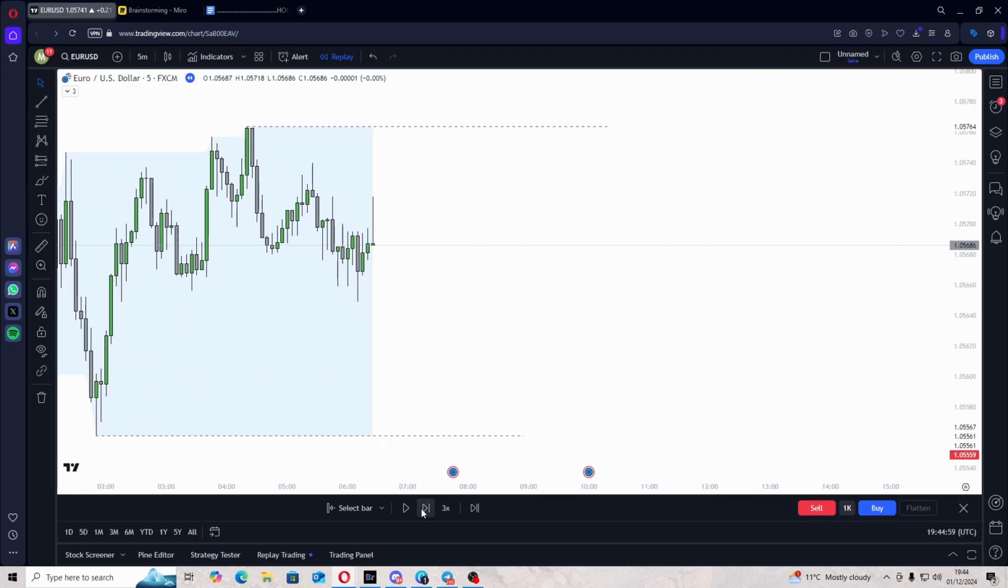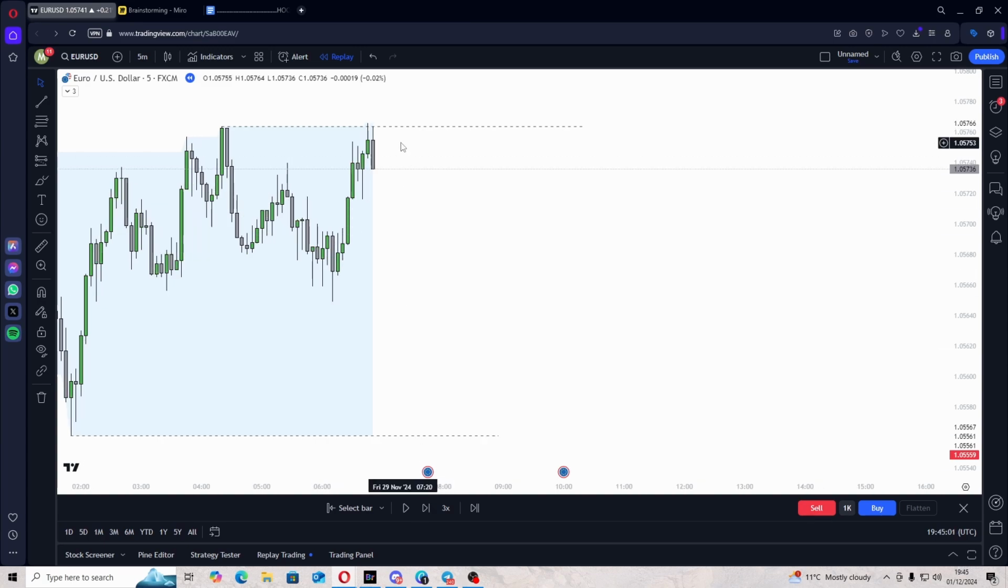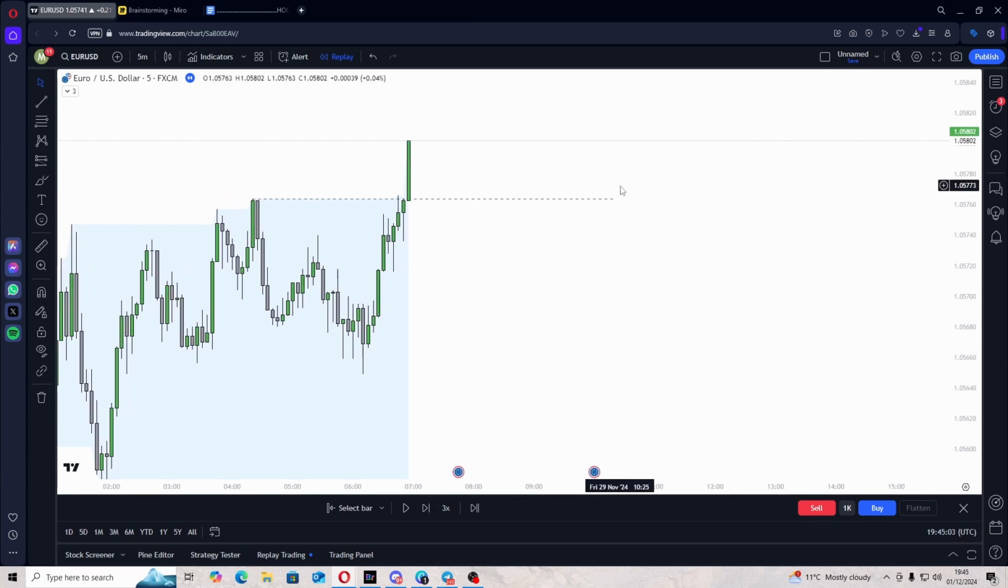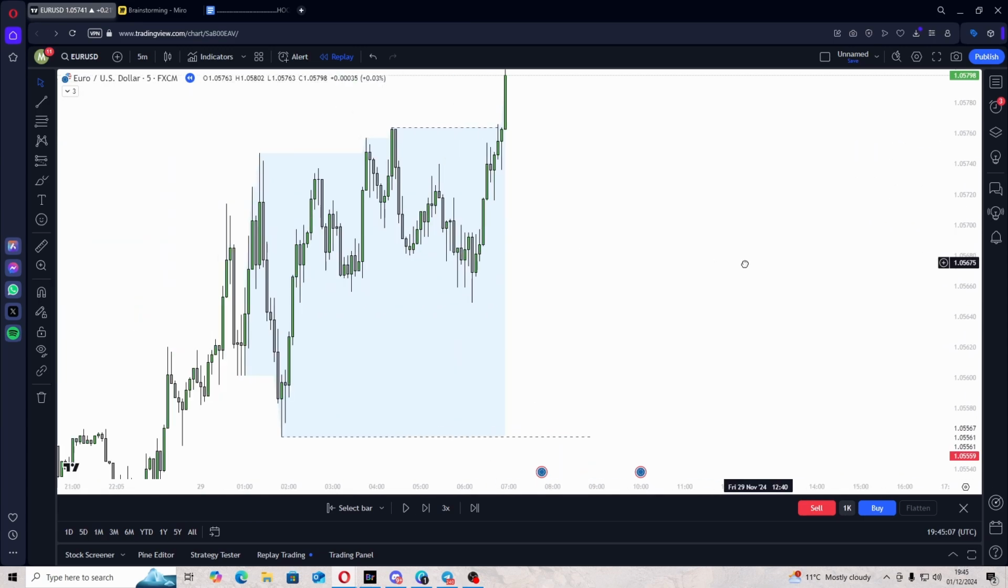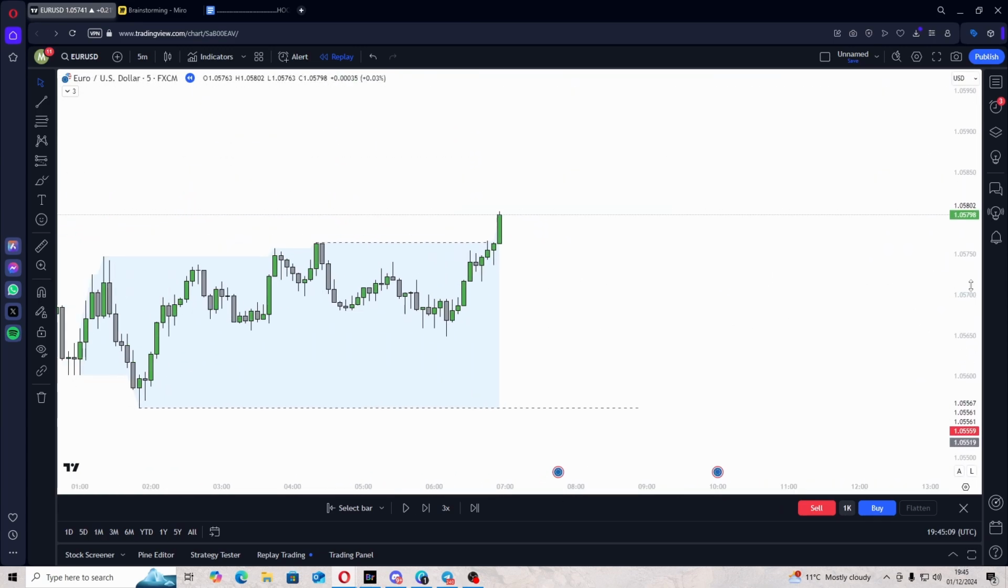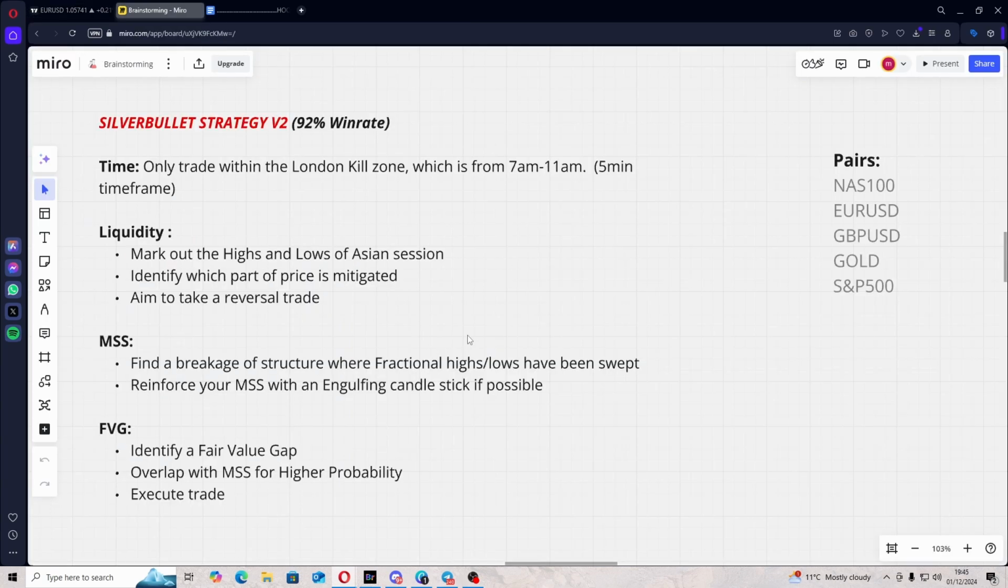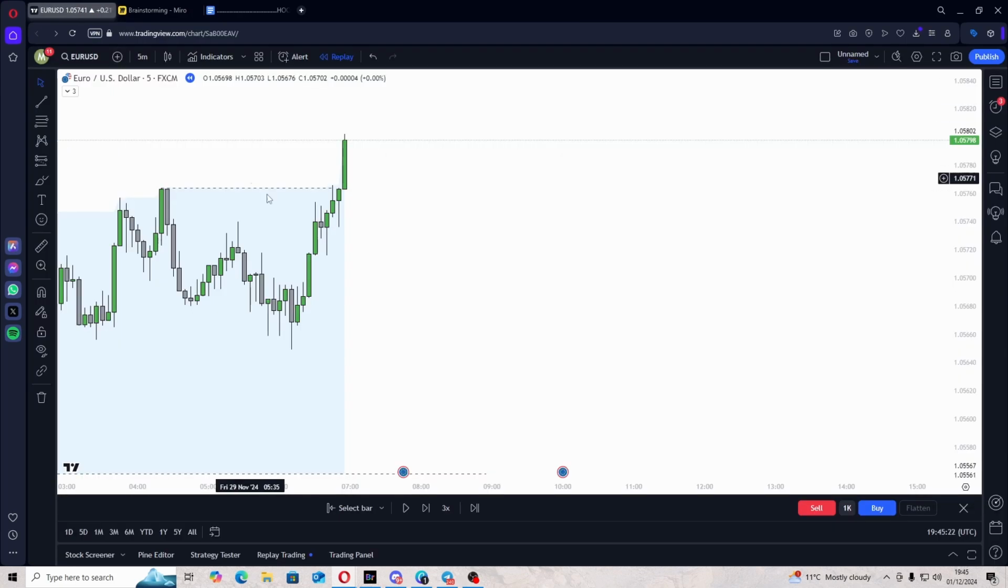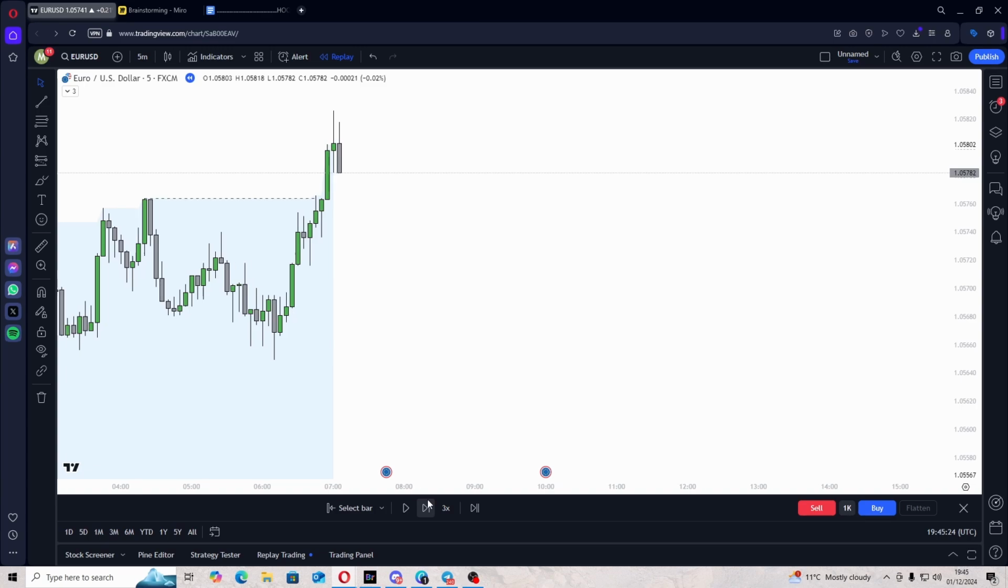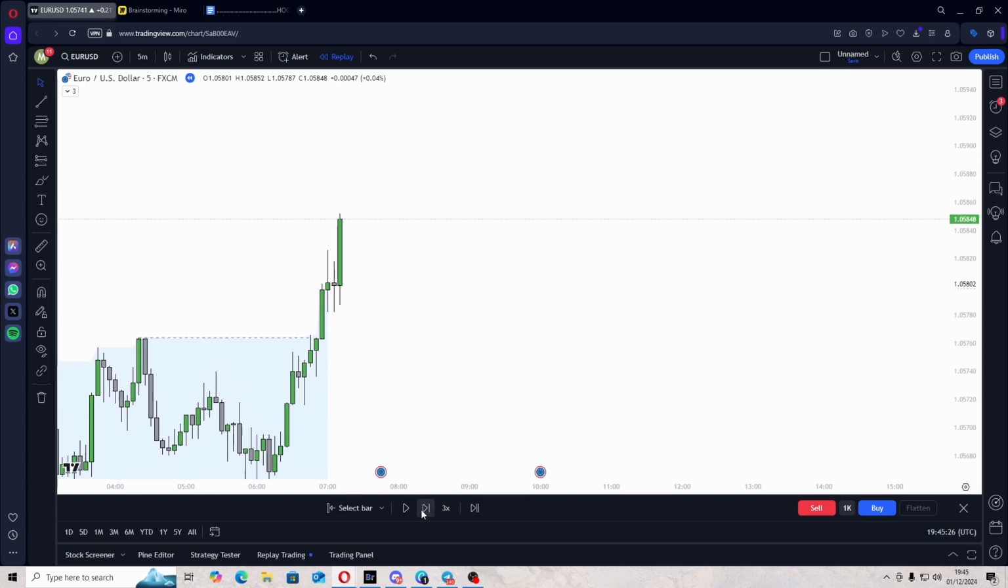If I play price forward, you're going to see the highs have just been swept. If I play price forward again, you can see the highs have completely been swept there. So now I can aim to take the trade towards the downside. Now what we're going to be doing is finding a break of structure where fractional highs and lows have been swept. And then we need to reinforce the market structure shift with an engulfing candlestick if possible. That engulfing candlestick will make the trade 10 times more valid and put it so well in our favor.